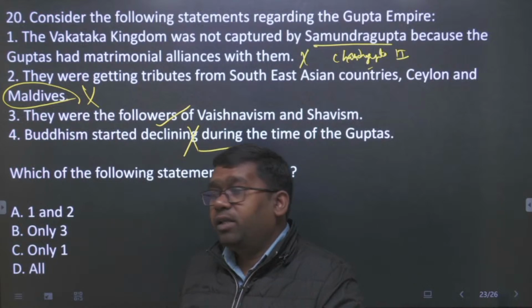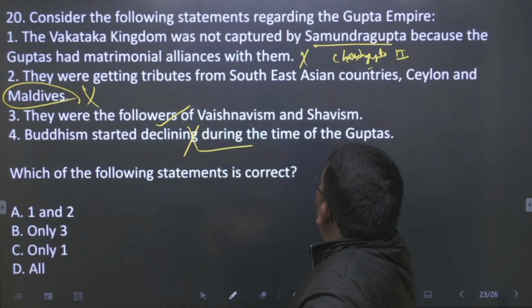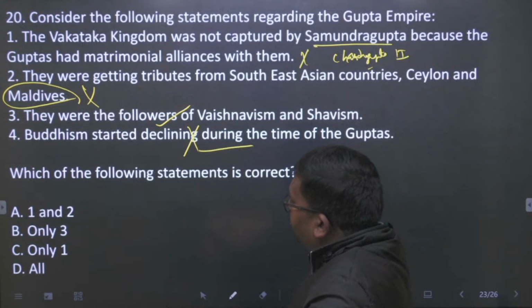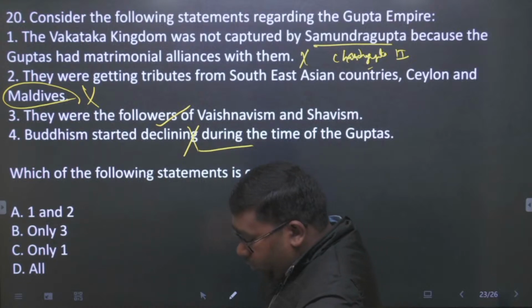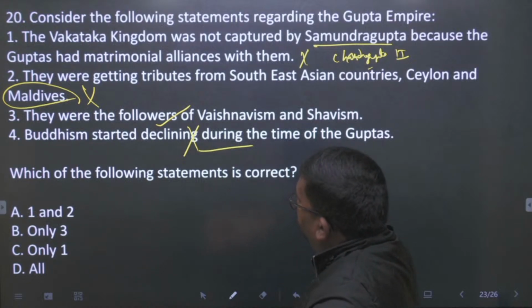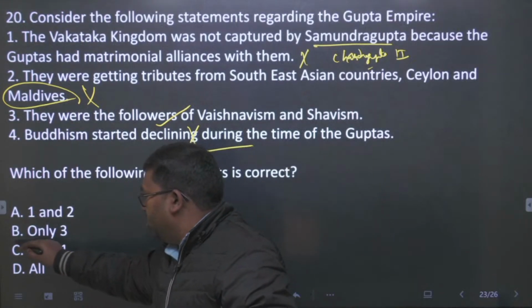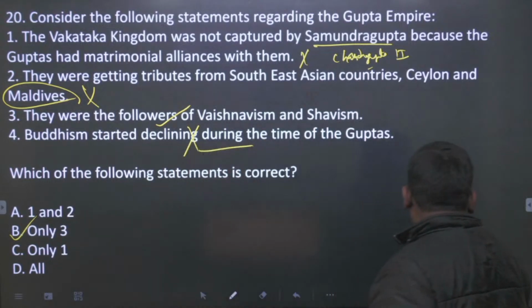So technically the answer of this question will be: 1 is false, 2 is false. So what will be the answer? Only 3, right? Only 3 will be the answer of this question.